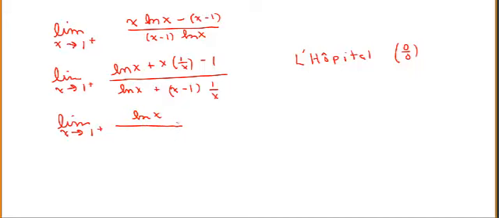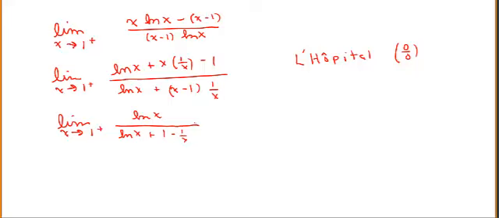Over, let's see, we will have here the natural log of x plus, well, when I multiply this together, I'll get an x times 1 over x is 1, minus a 1 over x.